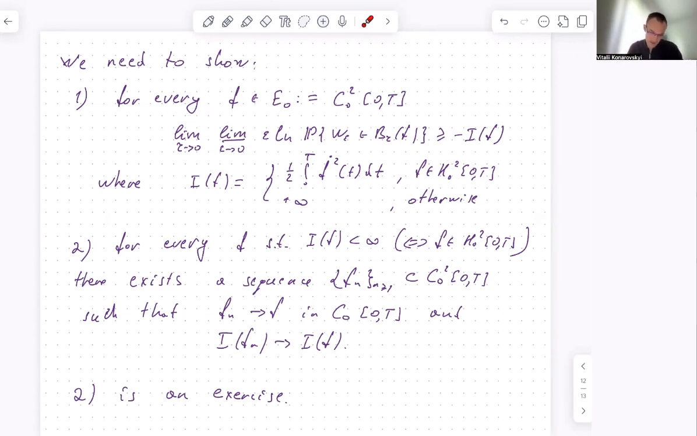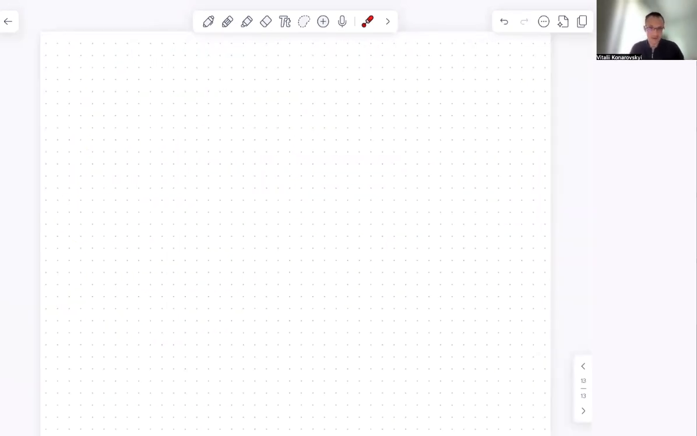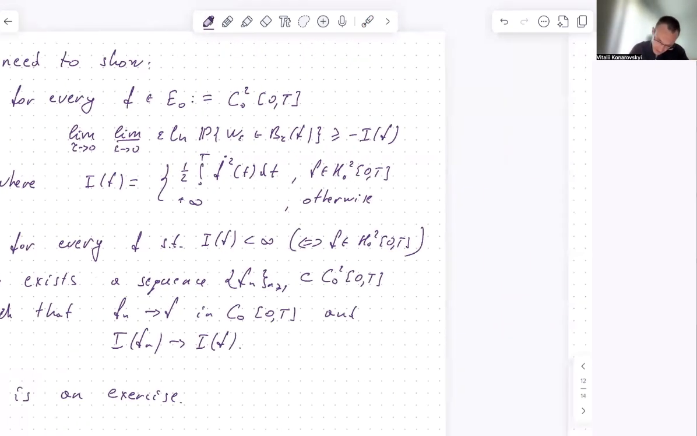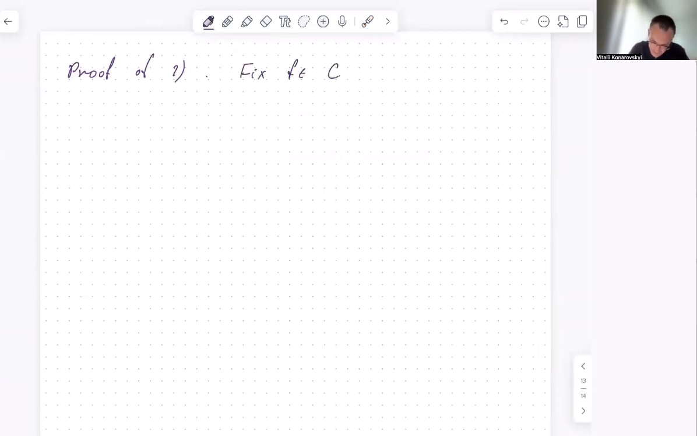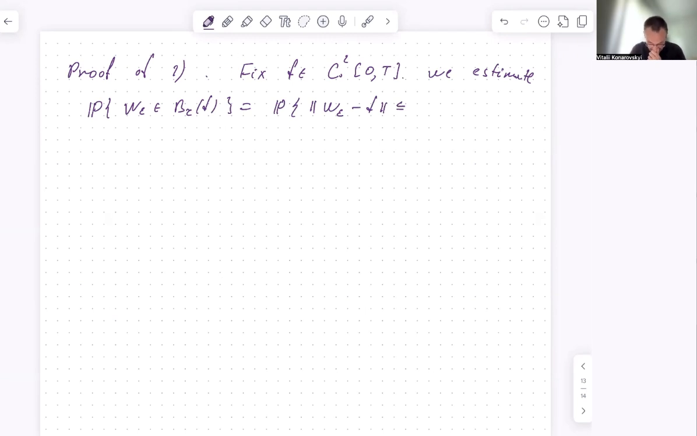And then we will focus on the first property. Okay, then let's take the proof of 1. So as stated in 1, let's fix f from E0, and we estimate the probability that W epsilon belongs to B_r of f. That is the probability that the norm of W epsilon minus f is strictly less than r. And we estimate this probability from below.